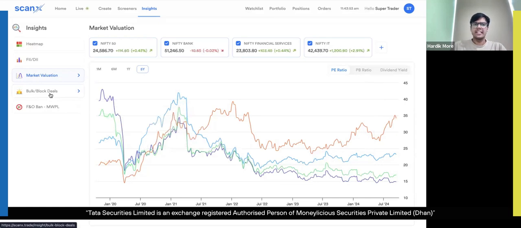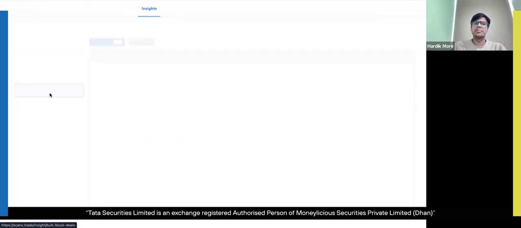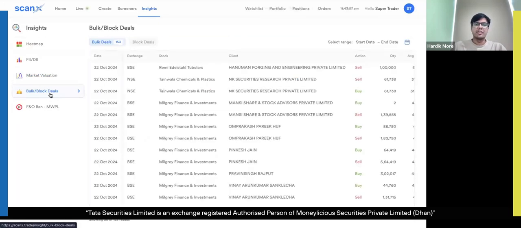Two other things that we have are very small but very important. One is bulk and block deals, right? So bulk and block deals से हमें ये पता चलता है what are the big people doing in the market, what are they buying more of, right?